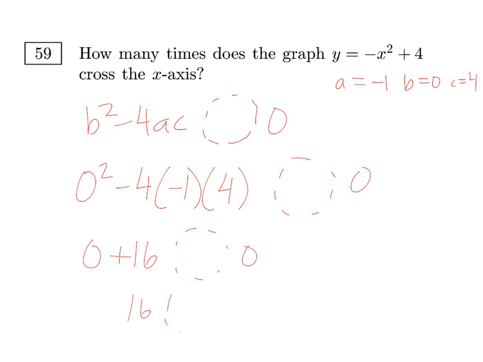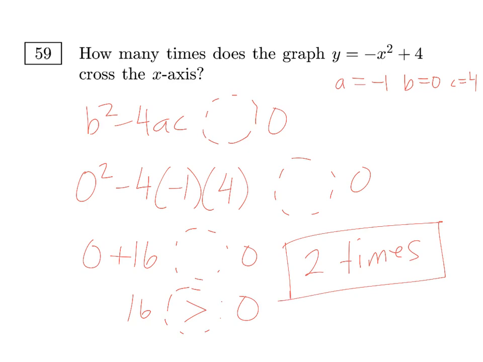So what is 16's relationship to 0? It's greater than. So that means there are 2 solutions, or it crosses the x-axis 2 times. You could have just as well factored this, and you would have figured out the specific 2 solutions that exist. But this is the quickest method to answer this question.